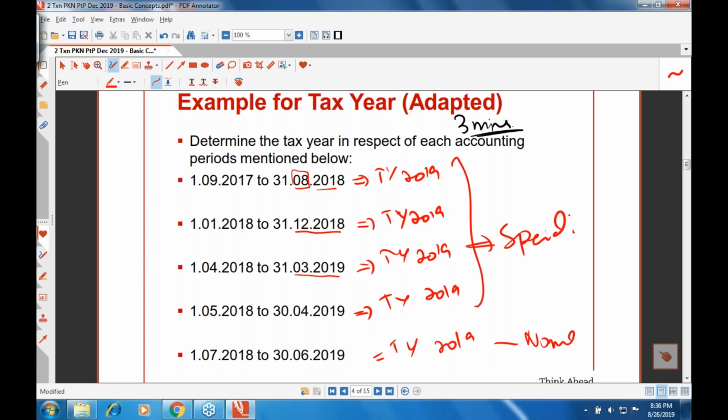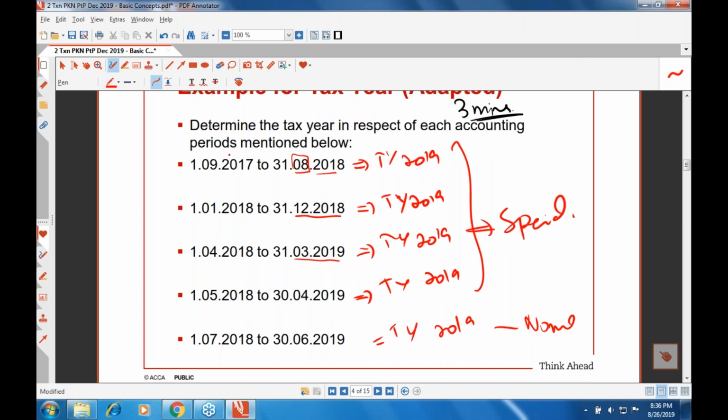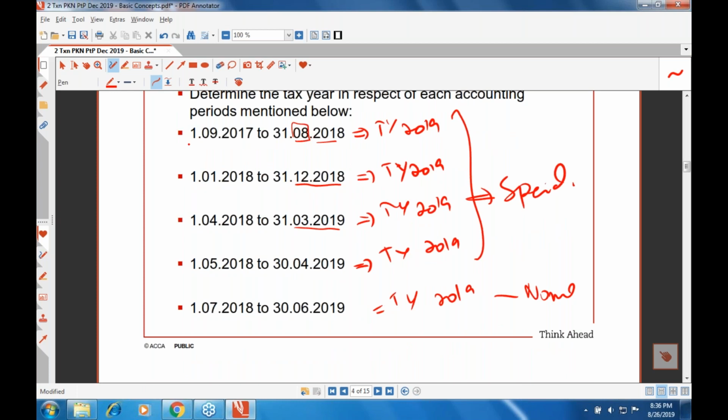Now, anyone has any questions with relation to this? Okay, so the answer to all of them is the tax year 2019. It's just that one of them is a special tax year, and the others are all normal tax years.